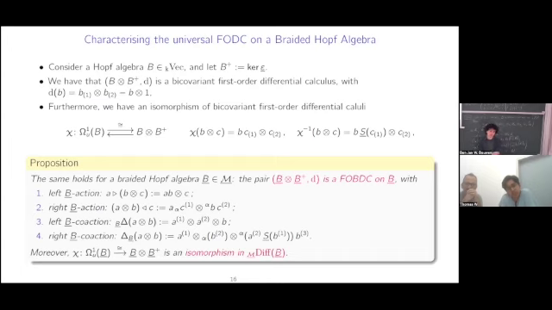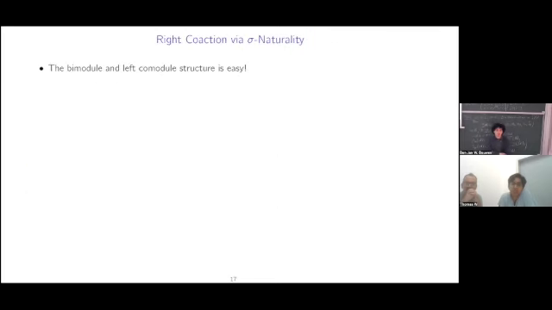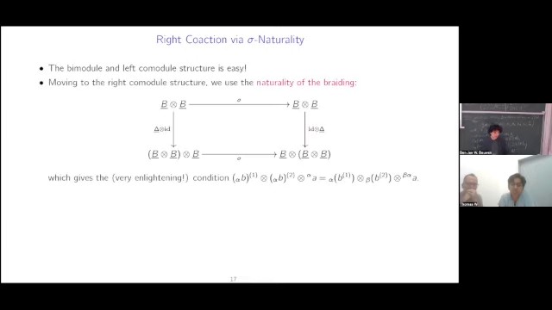Precisely. Somehow, yes, this is what happens. Okay, so let's see a little bit how this right coaction works. As I was saying, the bimodule and left comodule structure are very easily understood. The braiding enters into play, but on a minor side, let's say. So for the right bicomodule structure, we have to use the naturality of the braiding.